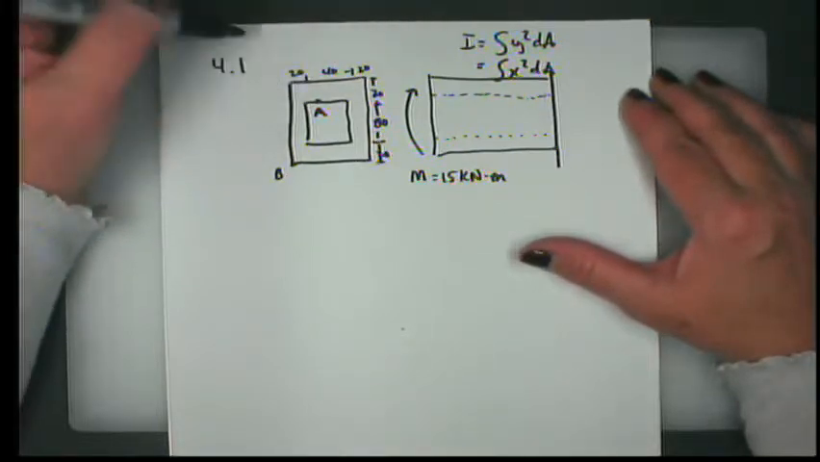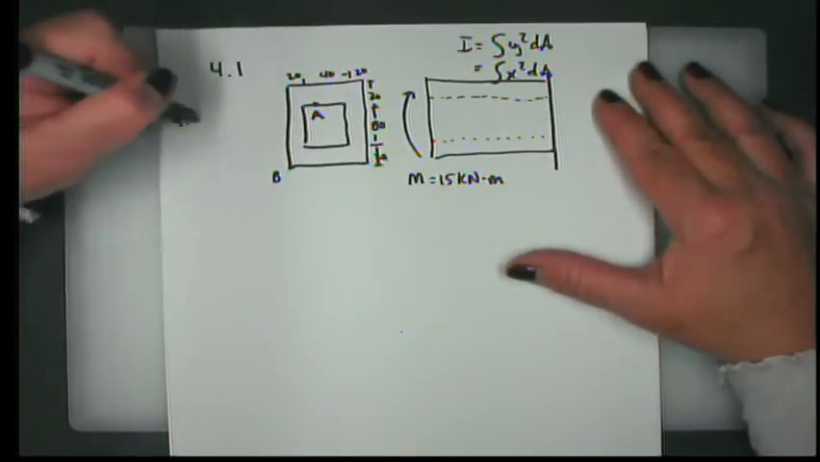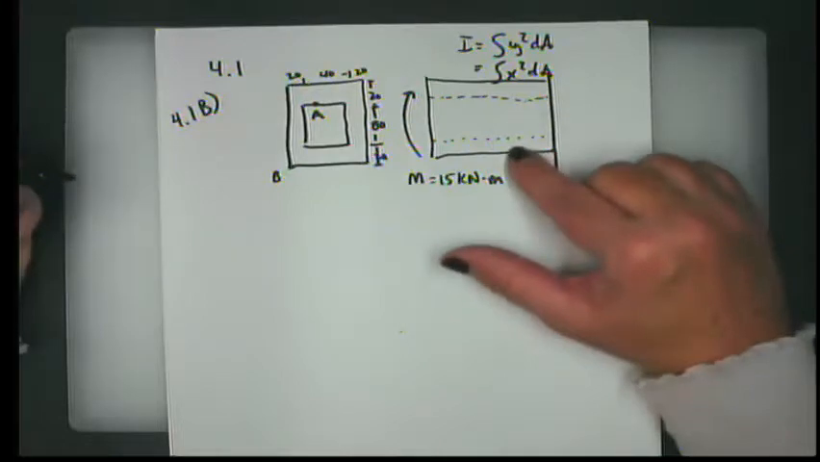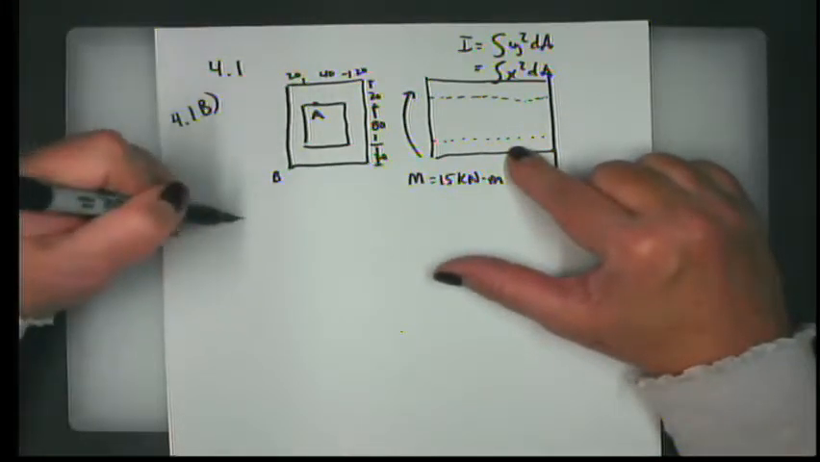So that will be the first part of your homework. It will be 4.1, number B, or letter B. All right, so let's think about this. How am I going to find the stress at A?